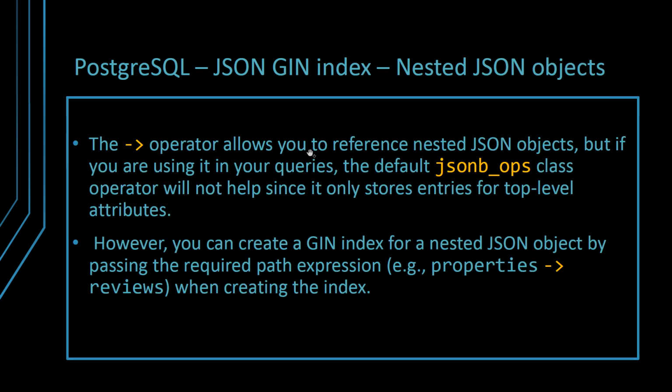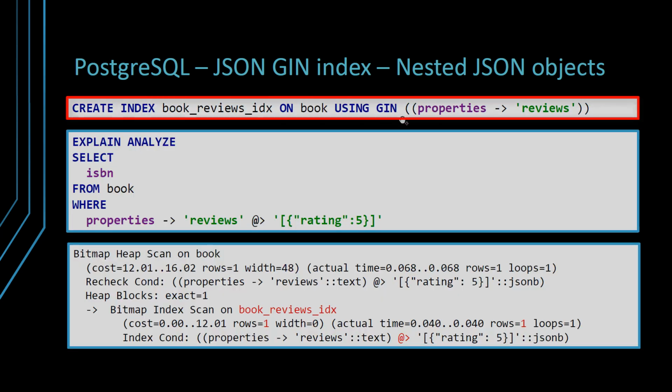However, that only works for top level attributes. If your queries need to go inside the structure, so they have to go inside arrays or nested objects, you will have to use this arrow attribute, and in consequence, you will have to create your GIN index based on what you reference there. So for instance, if I'm operating against this reviews array and I want to index the path to the reviews array, I will have to do it like that. So I have to build my GIN index either for that reviews array or for a nested object that's identified by that path expression.